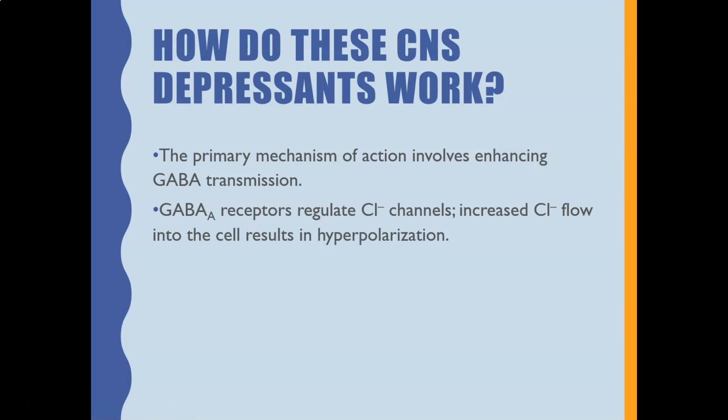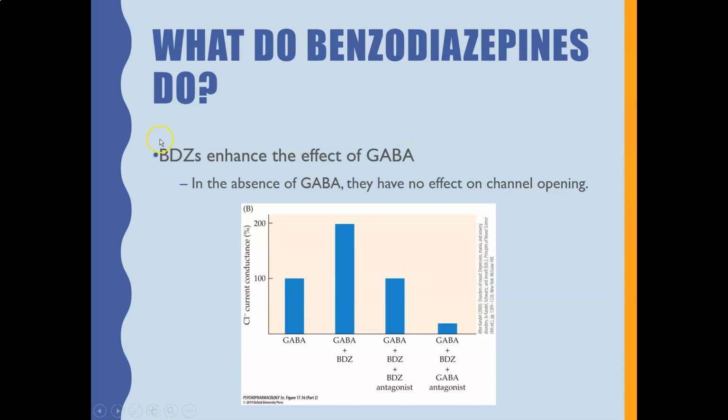Now remember that chloride is a negative ion, and hyperpolarization can be due to an increased chloride flow into the cell. So this is how GABA reduces that anxiety or that excitability of neurons. It increases the amount of chloride flowing into ion channels, and as a result, it hyperpolarizes the cell, thus reducing its excitability. So what do benzodiazepines do?